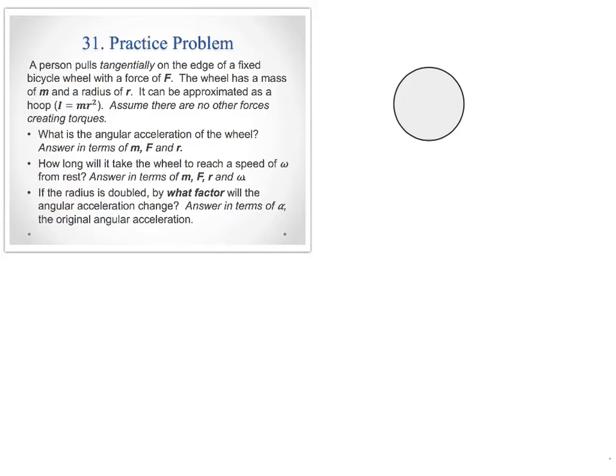Alright, for this next one, we have a person that pulls tangentially on the edge of a fixed bike wheel with a force of F, so there's our force there. The wheel has a mass M and a radius of R and can be approximated as a thin hoop, and we are going to assume that there are no other forces creating a torque, so the only torque here is from that pulling force. We want to first figure out the angular acceleration of our wheel.